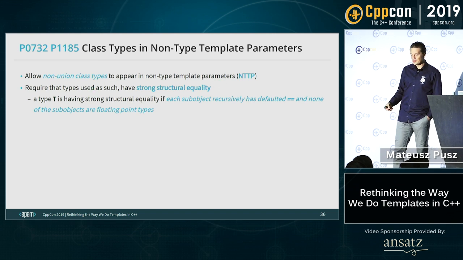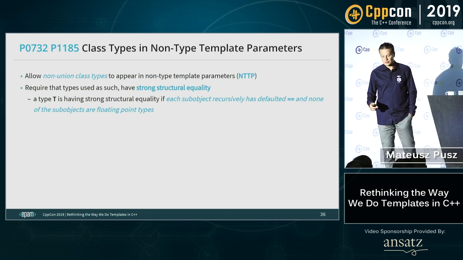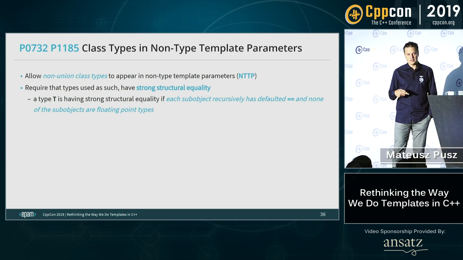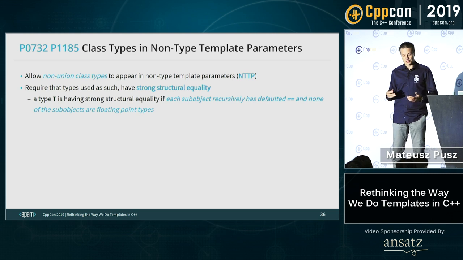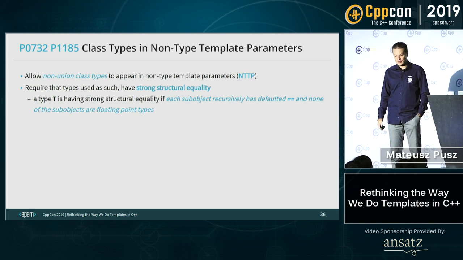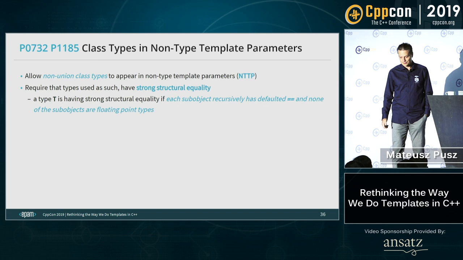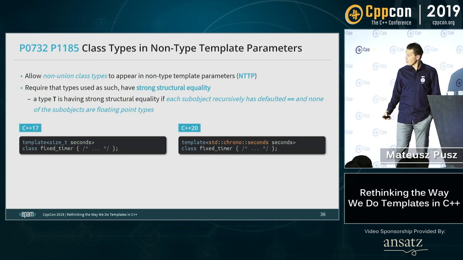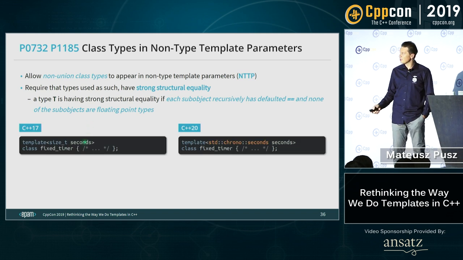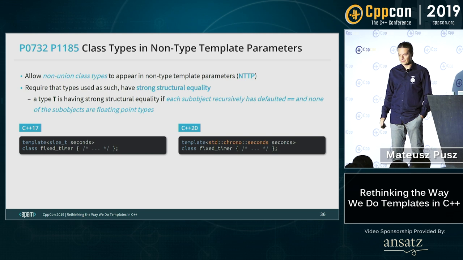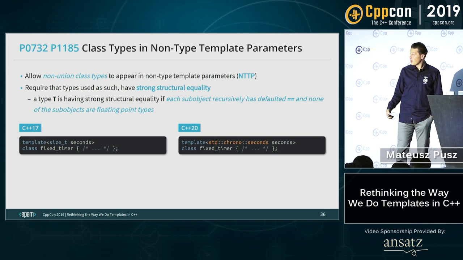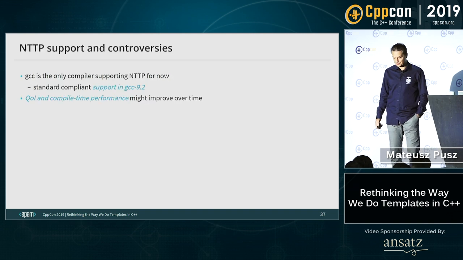Those types that can be used there are required to provide strong structural equality, which means basically that the equality operator will be defaulted by the compiler, and there will be no floating point types. So, in C++17, for example, you can write the code like this one, seconds for fixed timer, and for C++20, for example, you'll be able to use chrono. This is only one of the examples here. And let's look into our ratio, what we can do with it.